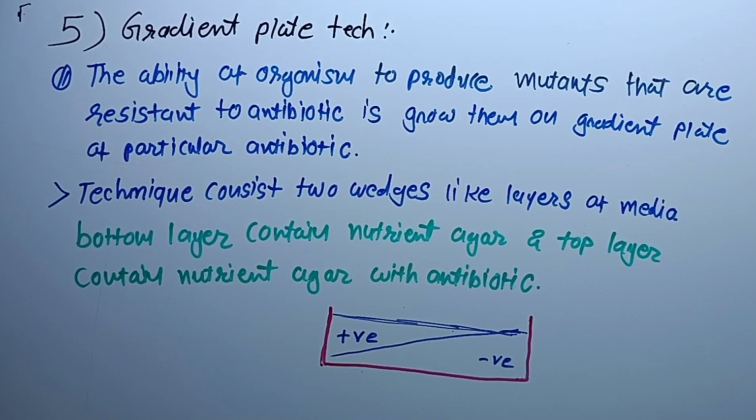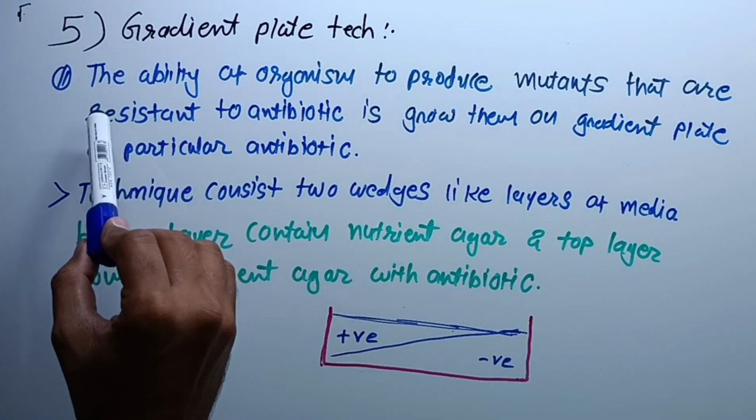Then we are going to discuss the fifth technique, the gradient plate technique. As the name suggests, a gradient is generated, as you can see in this diagram. The bottom layer contains nutrient agar and the top layer contains nutrient agar with an antibiotic. One side is labeled positive, which has the antibiotic, and the other side does not have antibiotic. So this kind of gradient is generated and we observe the result when we inoculate the organism. What kind of effect is there?